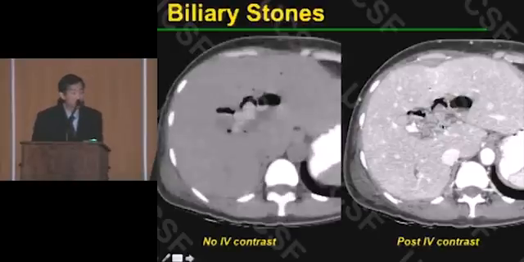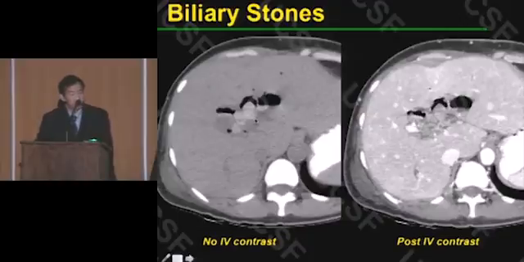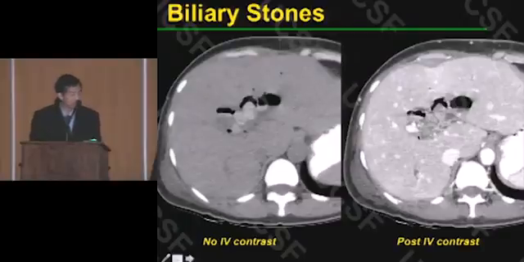And we can, of course, look at a non-con CT. There's no enhancement. They're hyperdense in this particular case. So these are biliary stones in a patient with recurrent pyogenic cholangitis. And we can suggest that even if we don't have the non-con exam in front of us.